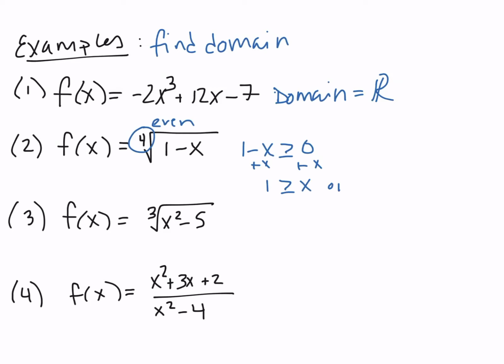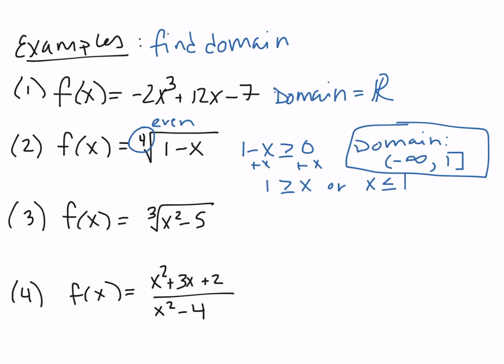Or another way of writing that would be x is less than or equal to 1. So my domain is all x values that are less than or equal to 1. In other words, in interval notation, I want any x value that's less than or equal to 1. So that's going to be everything from negative infinity up to 1 and including 1. So I put a bracket on the 1 to indicate that 1 is included in the domain. That makes sense. If I try to plug in 1 here, 1 minus 1 is 0, and the fourth root of 0 is 0. So that's my domain here.